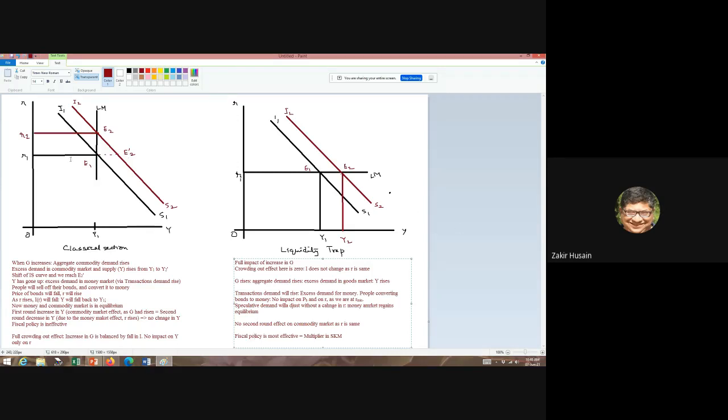Okay, so I leave it to you as an exercise. Work out the comparative statics mathematically.